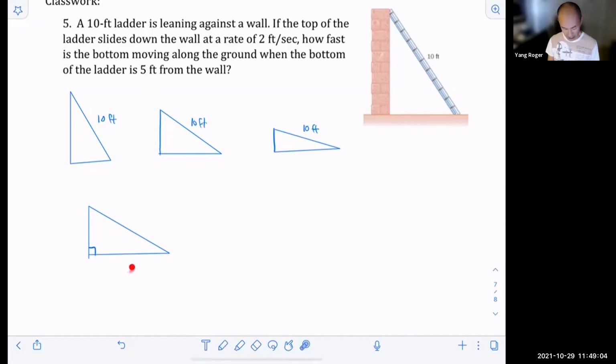Is this side here a constant or a variable? What do you think? Constant or variable? Variable. And because it's a horizontal thing, I call it X.